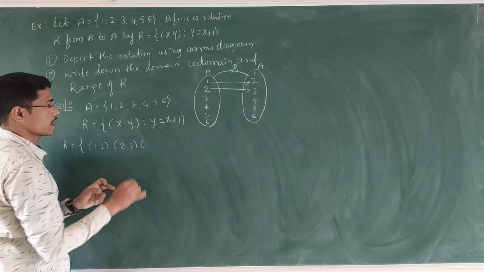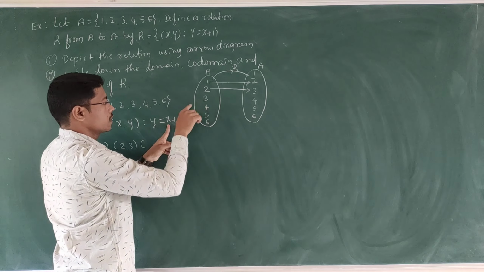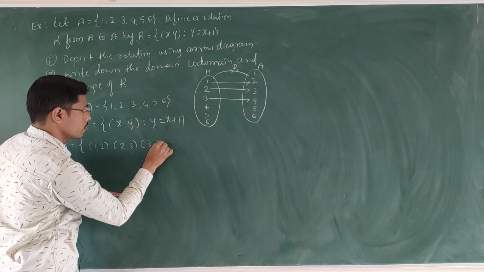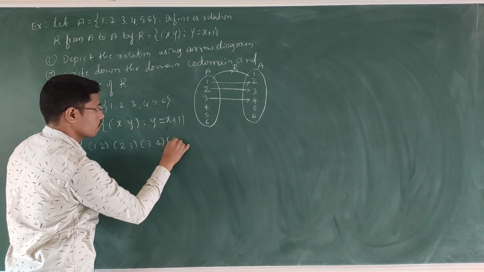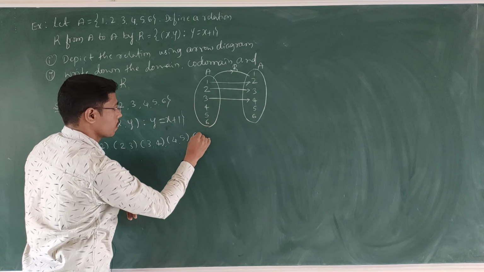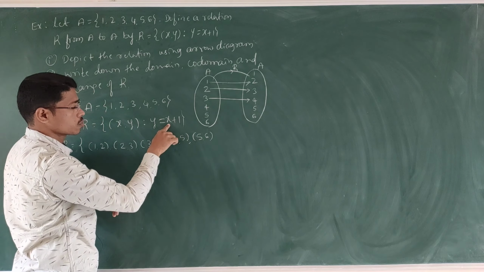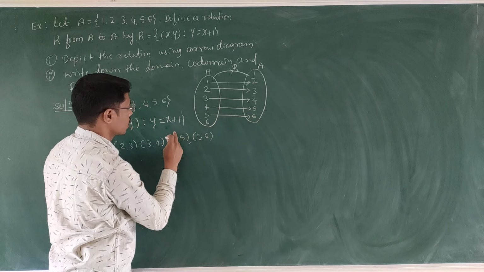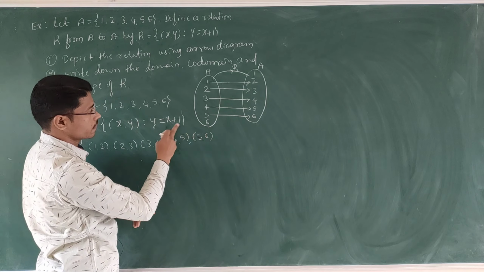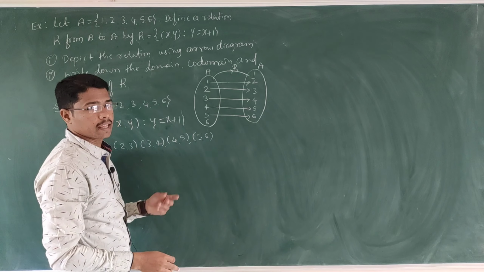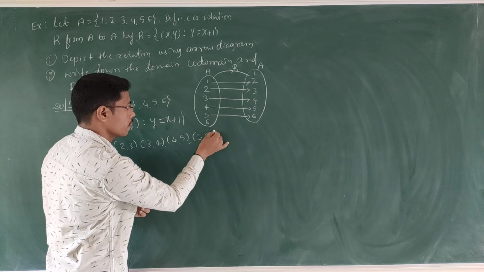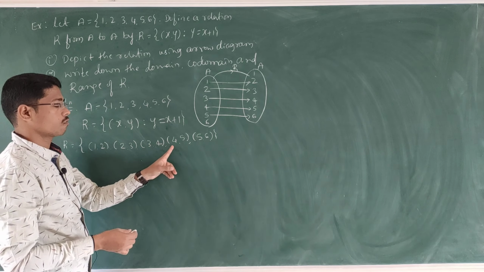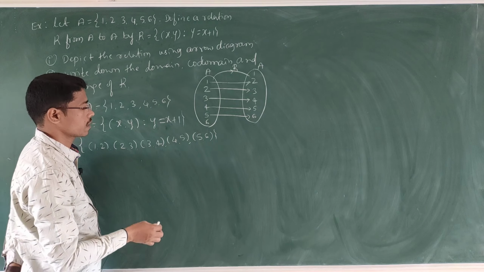Next x equal to 3, so 3 plus 1 is 4. 3 connected to 4, (3, 4). Next (4, 5), then (5, 6). 5 plus 1 is 6. Suppose we substitute 6, 6 plus 1 is 7. So 7 is not in the codomain, therefore we stop. This is the relation R: (1, 2), (2, 3), (3, 4), (4, 5), (5, 6) is the relation R.